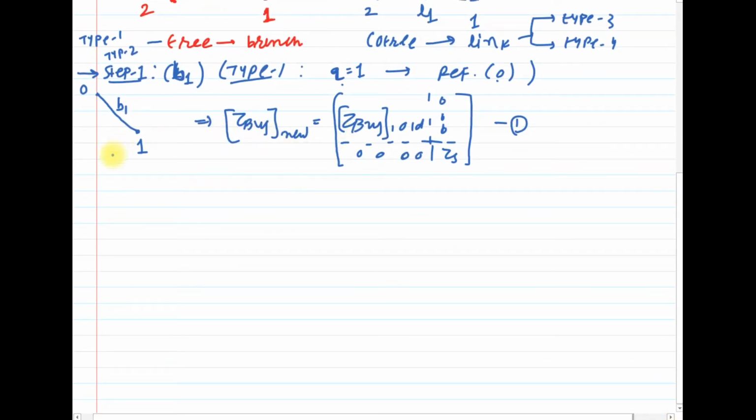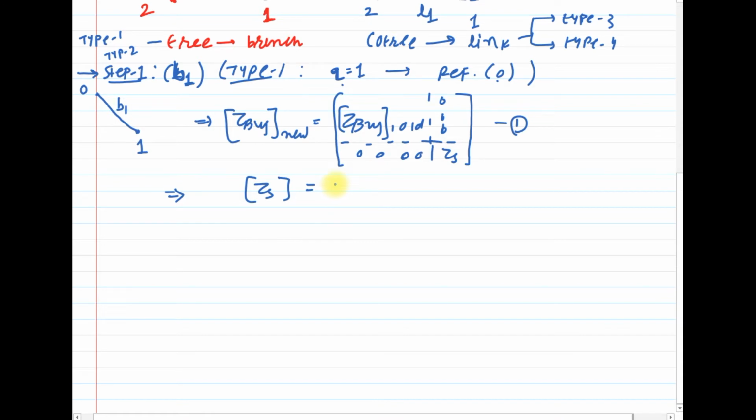So here, it means before this modification, or I can say before selection of this branch B1, no branch has been added and no further modification has been done. So the Z bus old matrix is not available with us, and this happens every time in the first step: we will not have any Z bus old. So for such a case we will consider our ZS as our Z bus new.